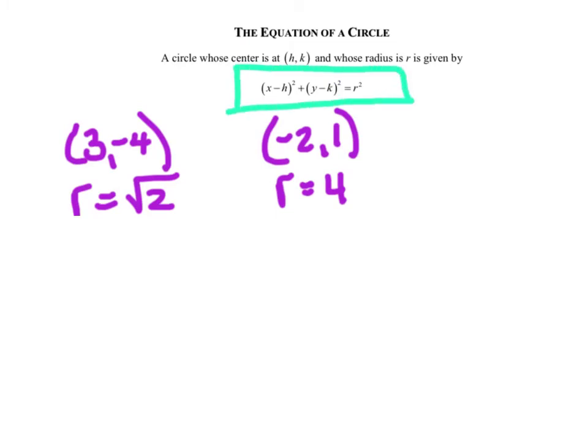X minus h squared plus y minus k squared equals r squared. And just keep in mind, everything is squared. So, I'm given this first example, and I want to write the equation of the circle.